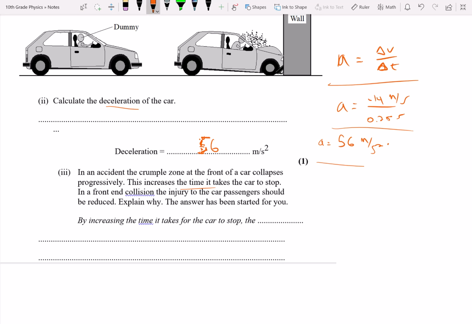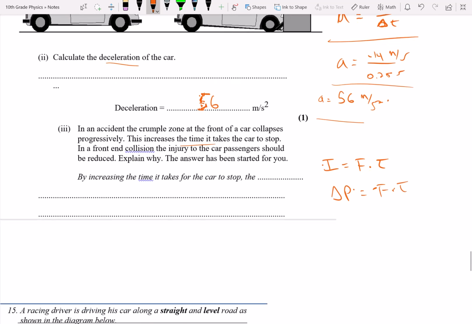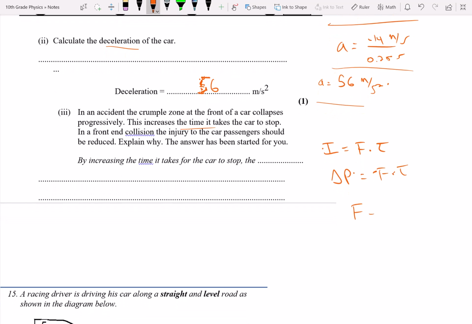So again, impulse is force times time. Impulse is change in momentum equals force times time. So what we're saying is that the change in momentum is how you feel the impact. If I increase the time, then I decrease the force because of this equation. So by increasing the time it takes the car to stop, the force decreases.